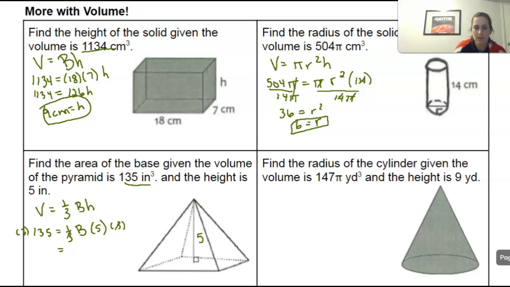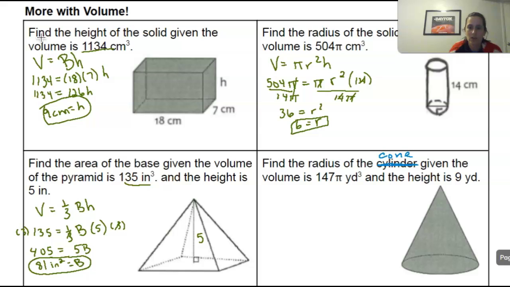So those divide out, and 3 times 135 is 405, and we're left with 5 times the area of the base on the right. We divide by 5 to get 81 inches squared for the area of the base. Go ahead and cross this out. It's not a cylinder, it is a cone.